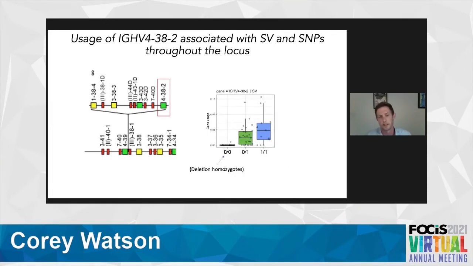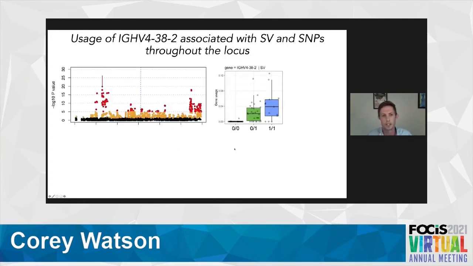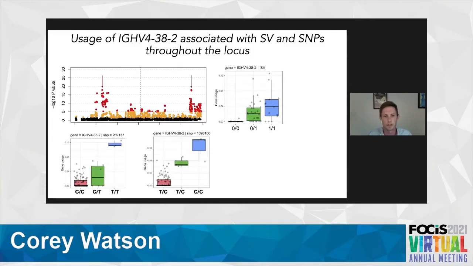We can also see these effects of structural variants. This is an example of the gene 438-2, which we know is in a structural variant in which some individuals don't carry the gene in the genome. Again, we expect that those individuals will not use the gene, and that's indeed what we see. But this gene is interesting because, in addition to the structural variant, there are other SNPs in the locus, many hundreds of kb away from each other, that explain additional variation in usage. This is just one example of the complex effects that we see across the locus, likely indicating that the genomic regulatory elements influencing VH recombination are probably somewhat complicated for many genes.